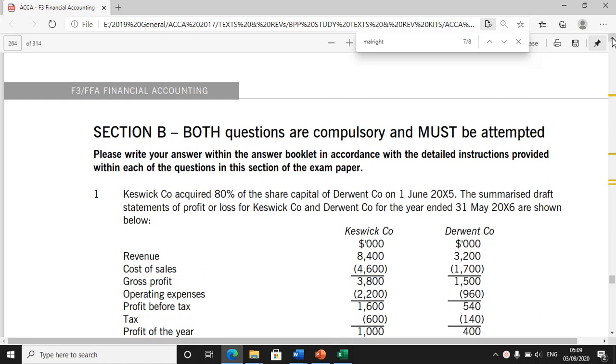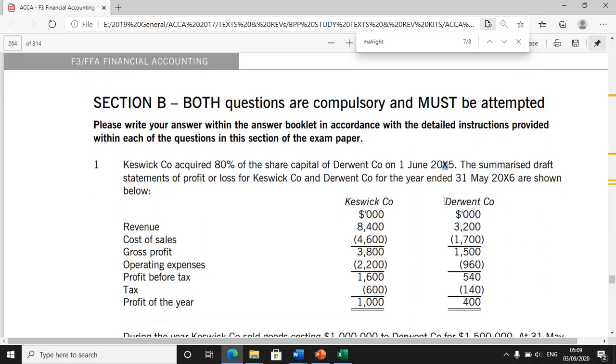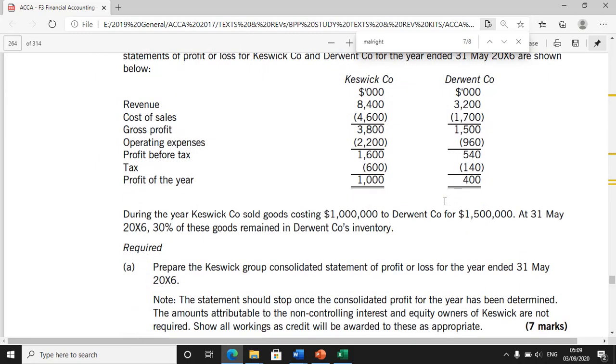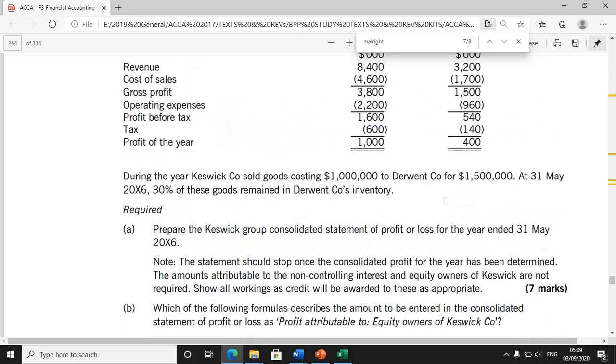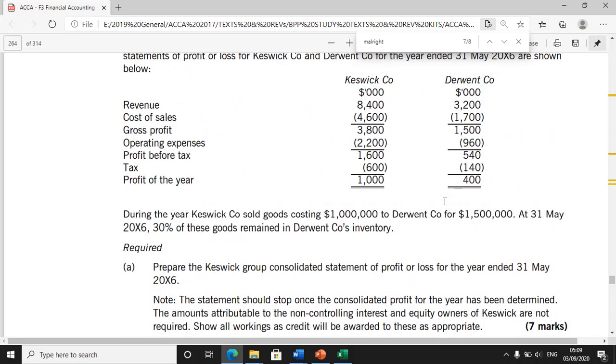Before I ask the question, Keswick Company acquired 80% of the shares of Derwent Company on 1st June X5. Summarized draft statements of profit or loss for Keswick Company and Derwent Company for the year ended 31st May 2026 are given below. So our job here is to consolidate these figures, and of course in group accounts the two companies are treated as one.